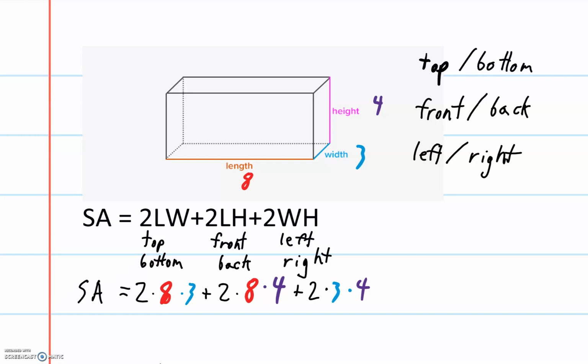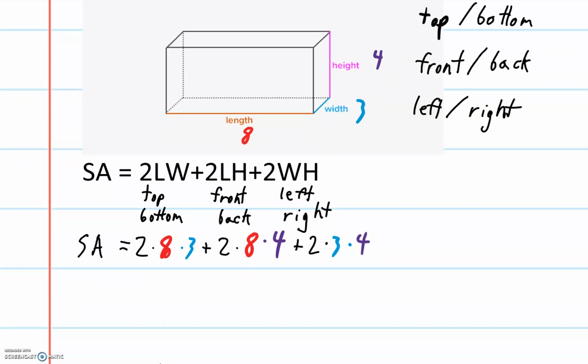We actually have to find the answer now. Let's break it up in an easier way. 3 times 8 is 24, so 2 times 24. Then we have 2 times 4 times 8, which is 32. And 2 times 3 times 4 is 12. Whoops, that should not be an equal sign, that should be a plus.